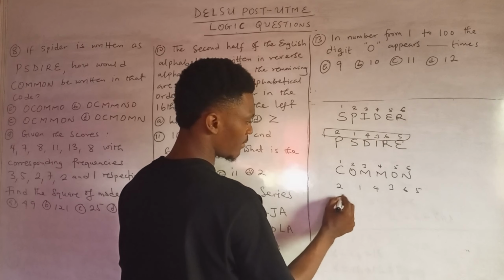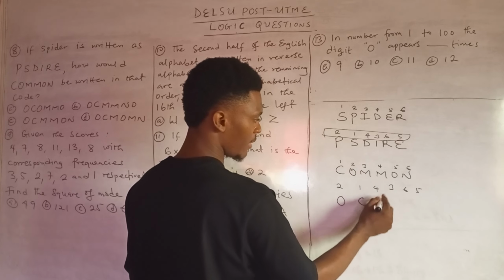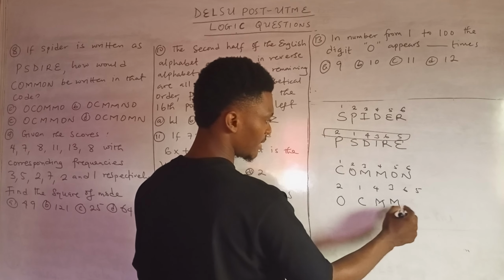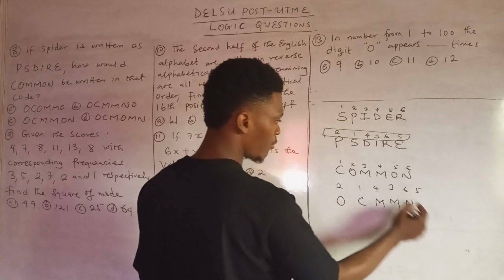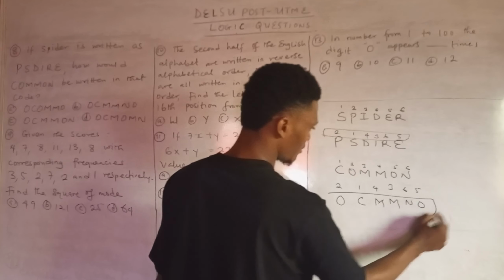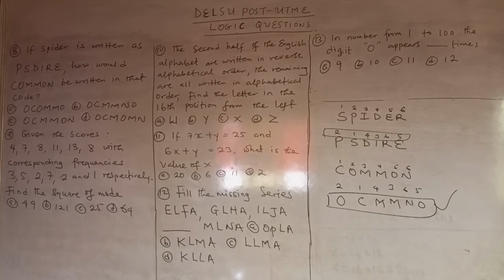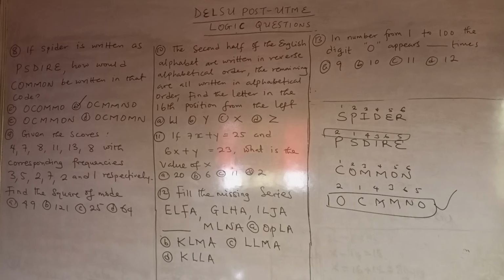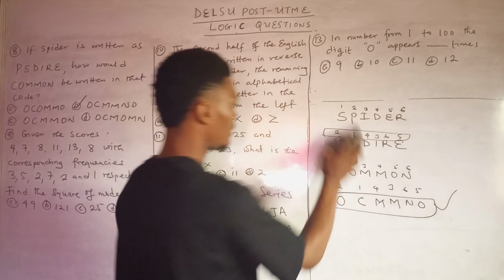So what's our 2 there? O. Then what's our 1? C. What's our 4? M. What's our 3? M again. Then what's our 6? N. Then what's our 5? O. So the correct answer to the question becomes this. So let's check. In the options, OCMMNO. So option B. So that's how you attempt questions like this. It's a logical question. All right.